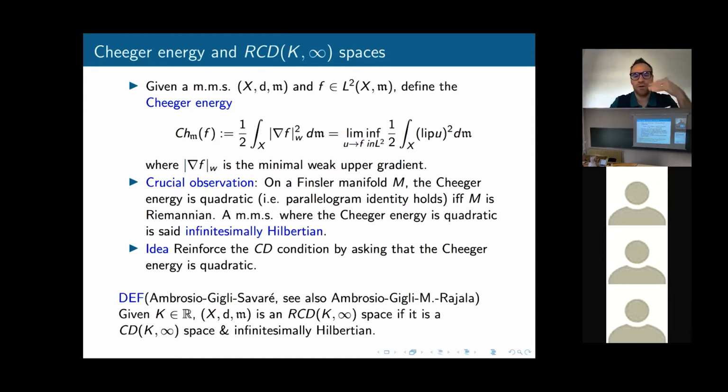And so, based on this idea, Ambrosio-Gigli and Savaré proposed to reinforce the CD(K,∞) condition with this notion of infinitesimal Hilbertianity, and they called this class of spaces RCD(K,∞). So an RCD(K,∞) space is a metric measure space which is CD(K,∞) and it is infinitesimally Hilbertian. So it is CD(K,∞), and the Cheeger energy is a quadratic form. Okay, so this was the idea in Ambrosio-Gigli and Savaré. Let me just mention it to be precise.